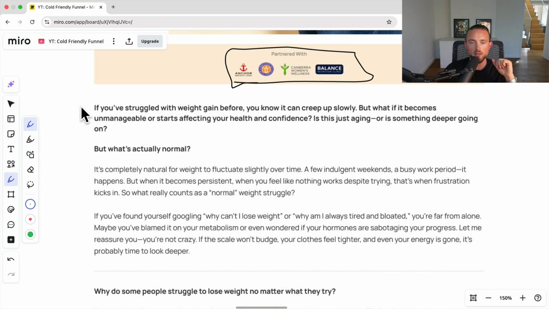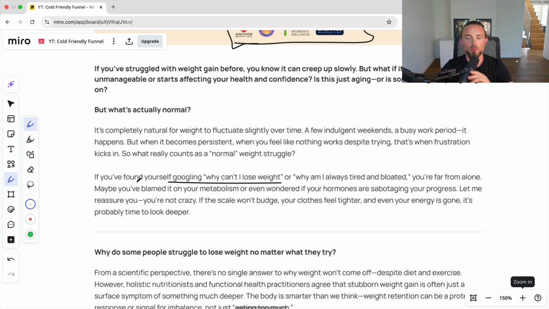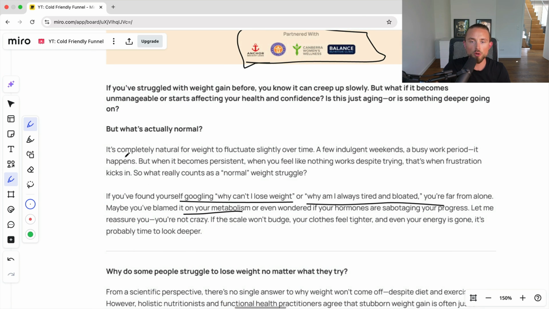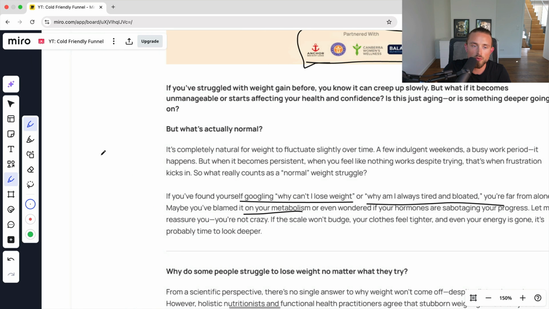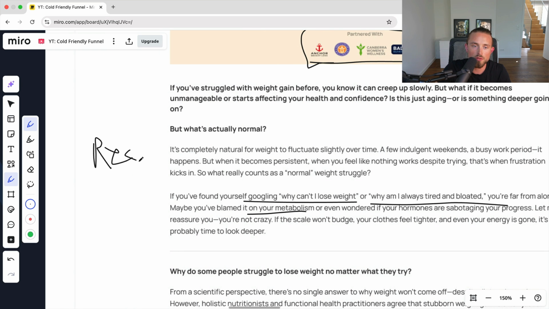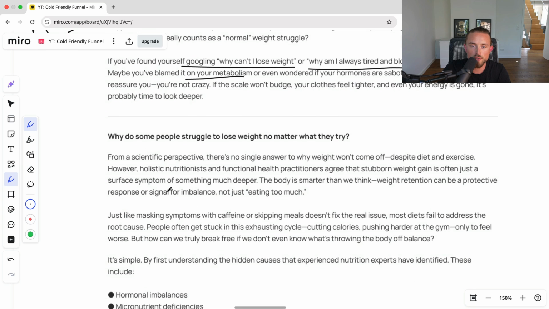So what we do basically in this first paragraph, right? I'm just going to read through it a little bit. "If you've struggled with weight gain before, you know it can creep up slowly, but what if it becomes unmanageable, right? Is there something deeper going on? What's actually normal?" So here we resonate with them. For example, "if you find yourself Googling, why can't I lose weight? Why am I always tired and bloated? You're far from alone. Maybe you've blamed it on metabolism," blah, blah, blah, right? So in the opening paragraph, just like a general approach, the main idea is that we really want to resonate with the prospect.